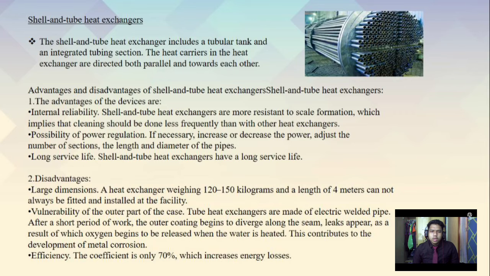Tube heat exchangers are made of electric welded pipe. After a short period of work, the outer coating begins to diverge along the seam. Leaks appear, as a result of which oxygen begins to be released when the water is heated. This contributes to the development of metal corrosion. Number 3, efficiency. The coefficient is only 70%, which increases energy losses.